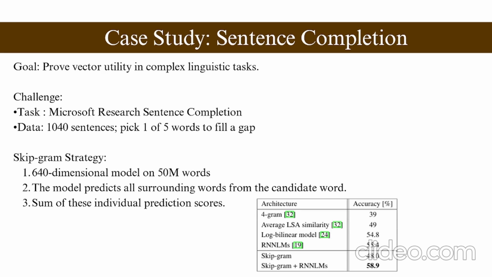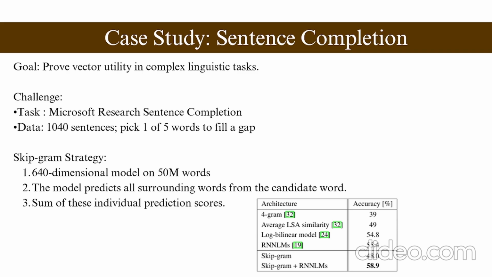To prove that these vectors are useful for more than just simple analogies, the authors conducted a case study using the Microsoft Research Sentence Completion Challenge. The challenge consists of 1040 sentences where one word is missing and the model must choose the correct filler from five possible candidates. The Skip-gram strategy for this task was ingenious. They used a 640 dimensional model trained on 5 million words.